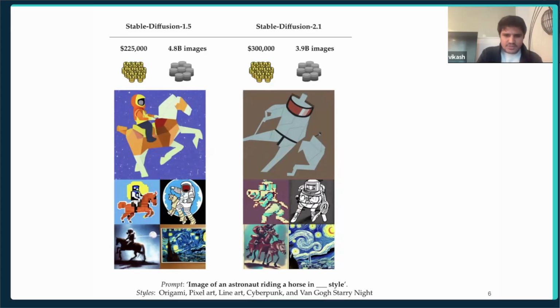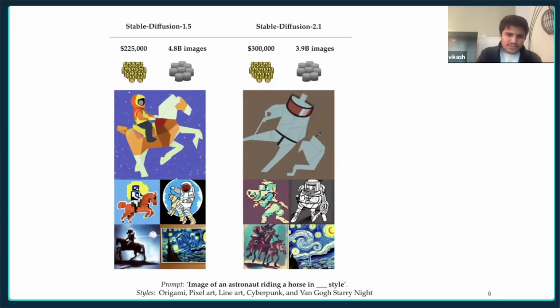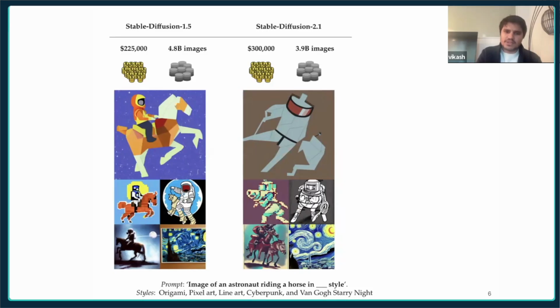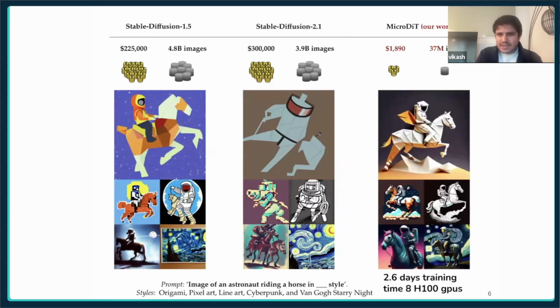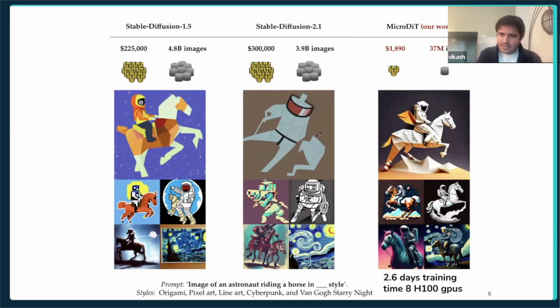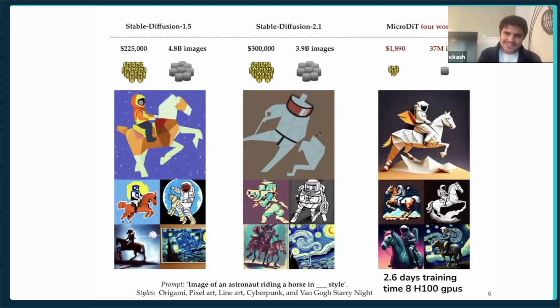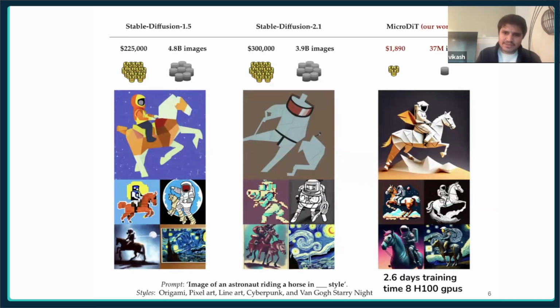Here I'm showing image generations from these two models on this really common prompt of an astronaut riding a horse. And here we are ablating the style of the generation of these images. On the right here, I'm showing the results from our model. The model was trained with a budget of exactly $1890. Instead of billions of images, the total images used to train this model were only 37 million. So it's not only a low economic cost, it's also a very small amount of training images that we used.